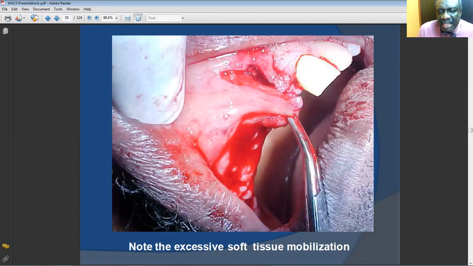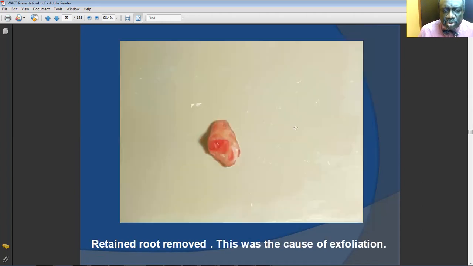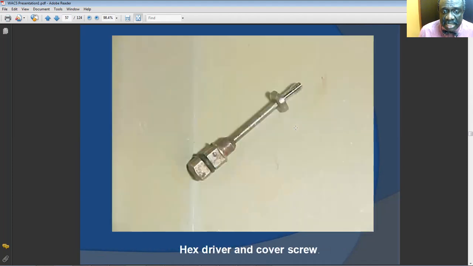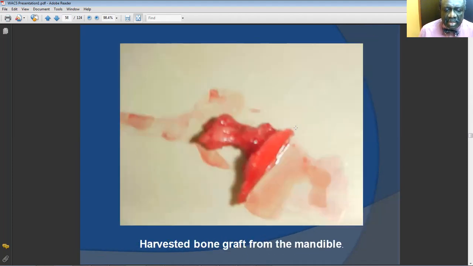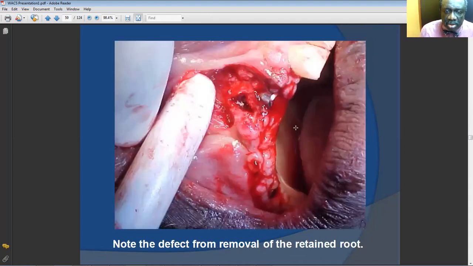The periapical X-ray that I took for this case and the Panorex X-ray did not really depict the retained root, and I'll show you why. That's the retained root, big and nice. What I did was harvest bone from the mandible, a lot of bone, and you can see where I removed the retained root. That is right there. It is the infection from the retained root area that caused the exfoliation of this implant.